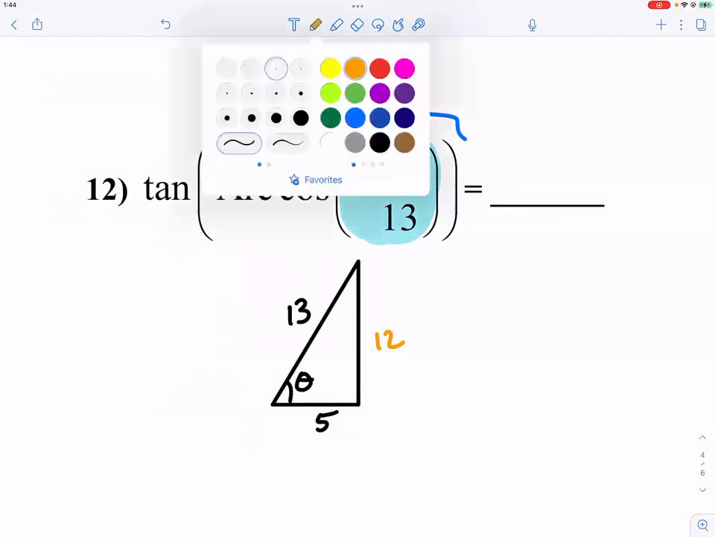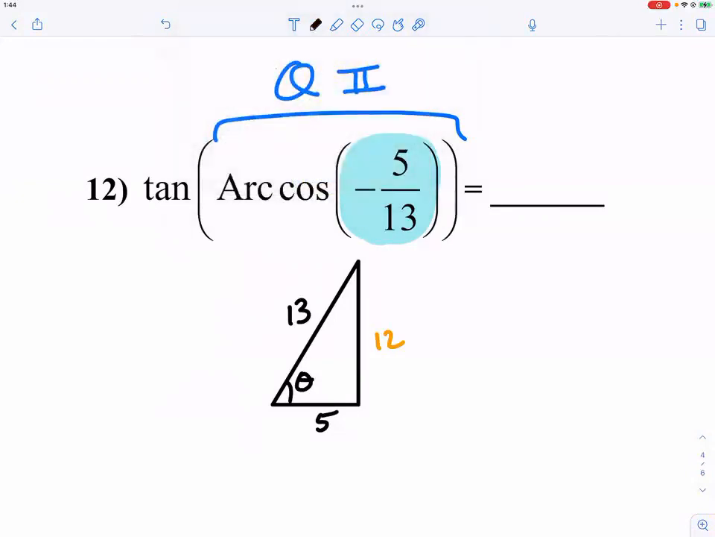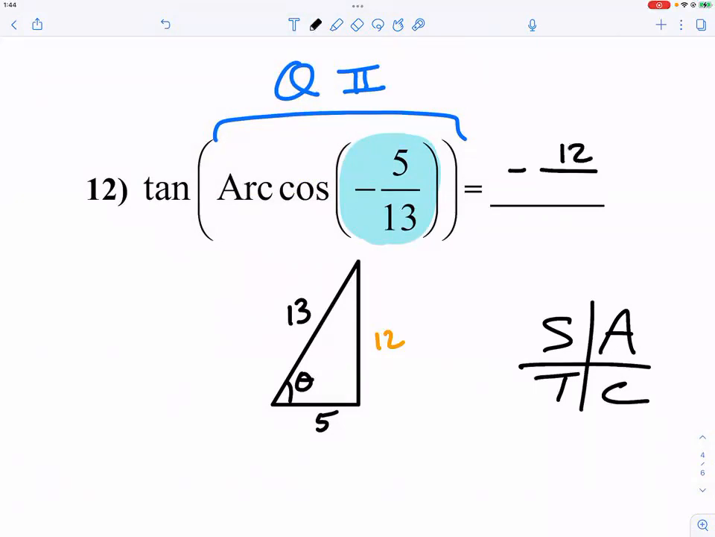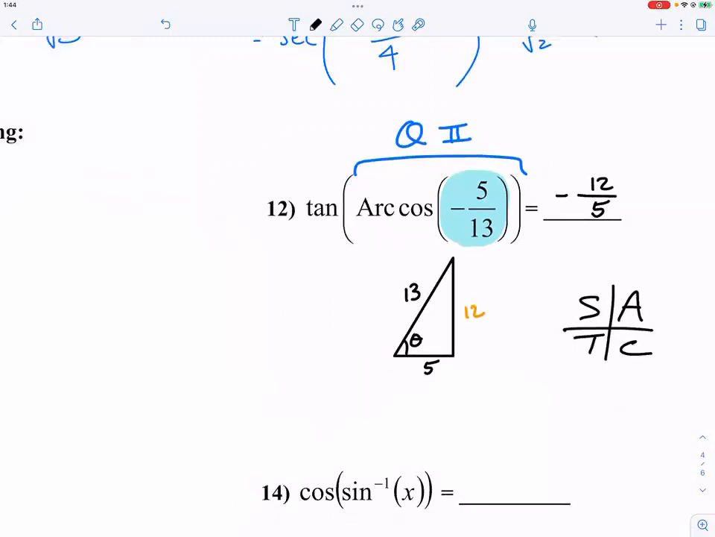And then we have tangent of this quadrant 2 angle. So should it be positive or negative? Okay, think about A, S, T, C. So tangent of an angle that's sitting in the second quadrant must be negative. And we do opposite over adjacent, so negative 12/5. That would be our final answer. All right, I will let you try number 13 on your own. Give it a shot. Number 13.